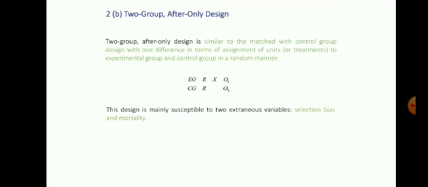Next, two group after only design. Again, it is very much similar to the match with a control group design, but the only difference is the assignment of the unit to the experimental group. Here, as the name suggests, randomization or the use of the random table is done to assign the unit to the experimental group, which tries to avoid the selection bias and mortality in the research.